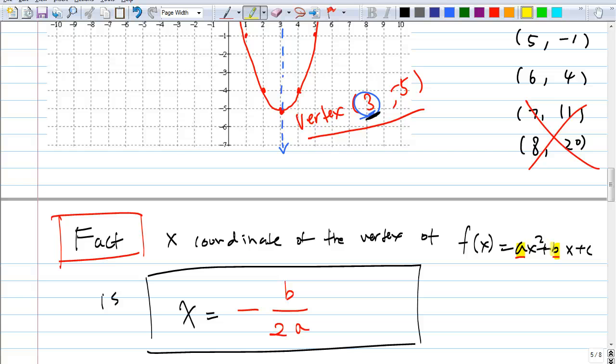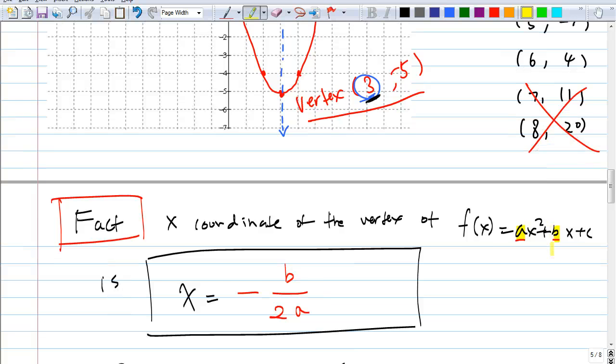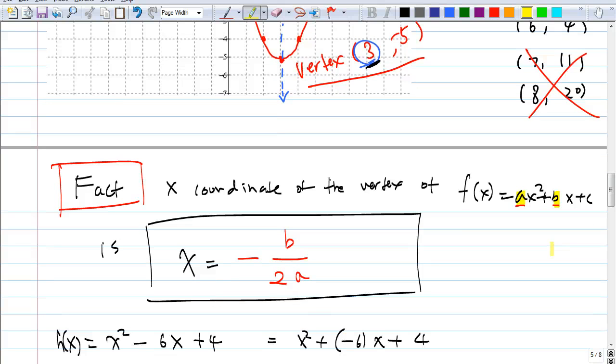Okay, guys, does this make sense? Let's see if it works for our example that we just did. What was our equation? It was h of x equals x squared minus 6x plus 4, wasn't it? But do you think it's a good idea to write it as an addition now? Because this formula is an addition.